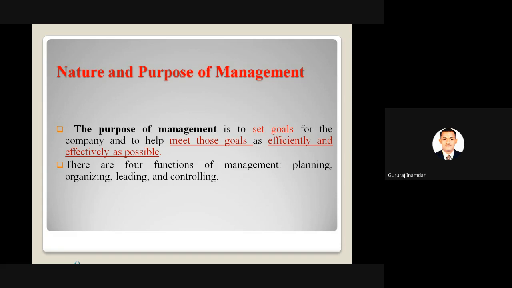Now the purpose of management is to set goals for the company. You can change the definition for any management, wherever we get an opportunity in society, and we have to implement the same procedure. The purpose of management is to set goals for the company and to help meet those goals as efficiently and effectively as possible. Whatever goal we have set, we have to reach that goal. This is the symbol of the purpose of management.